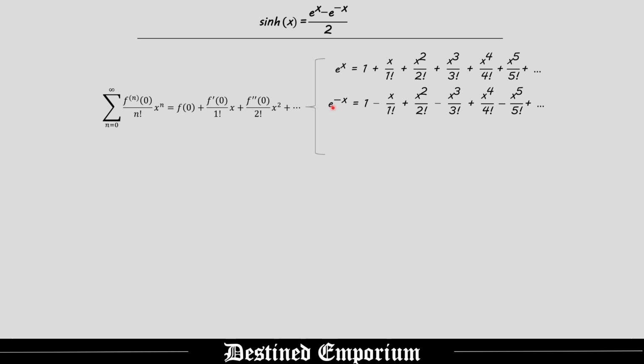And likewise, we're going to do the same with e to the power of negative x. So the same thing applies. Instead, your function that you are going to be dealing with is e to the power of negative x. And as you can see, it is very similar to this. The only difference here is that you are going to have a negative after every second term.